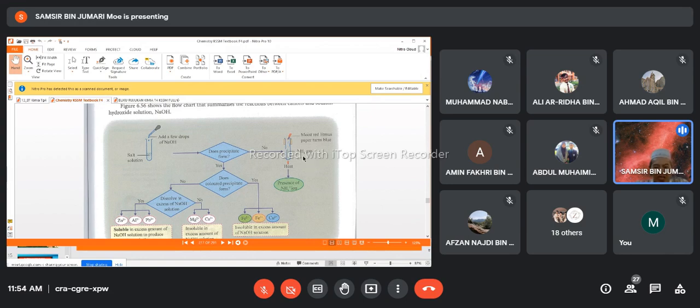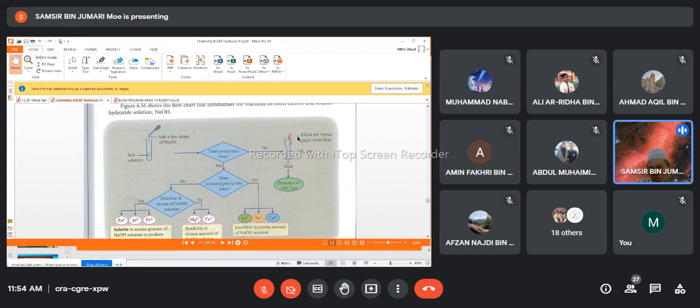If ammonia gas is liberated from the salt solutions, we know that the salt solution contains the ammonium ion. Okay, itu. That is a confirmatory test for the ammonium ions.